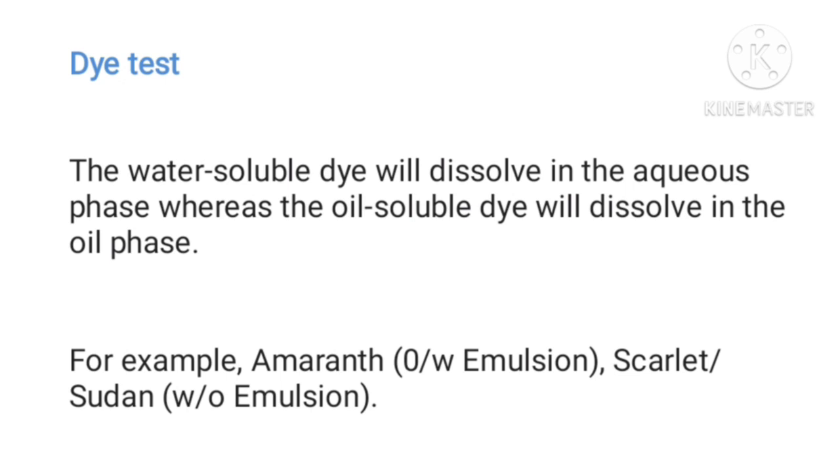Dye tests are conducted by mixing an emulsion with a water soluble dye, and the results are observed under a microscope. Amaranth dye can be used. It is a synthetic red dye and it is soluble in water. If the emulsion is oil in water type, then the dye will dissolve in it. The scattered globules appear red.